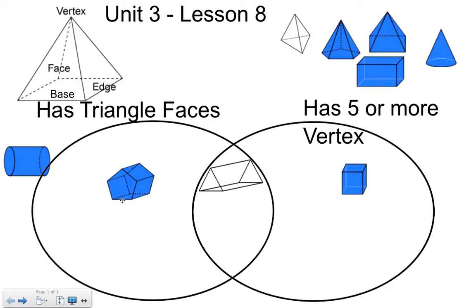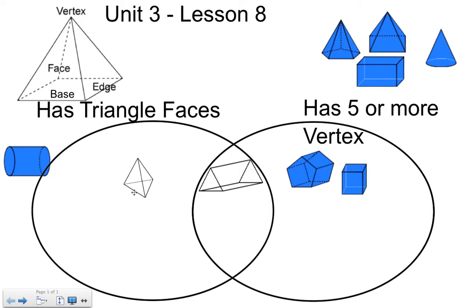Okay, so here we have another prism. Okay, we have a pentagonal prism. We have a five-sided prism, and there are no triangles here. There's no triangular faces. I see a pentagon and a series of rectangles. Let's see if it has 5 or more vertexes. I'm just going to count the corners. 1, 2, 3, 4, 5. And at the back, 6, 7, 8, 9, 10. Of course it does. That slides over here.